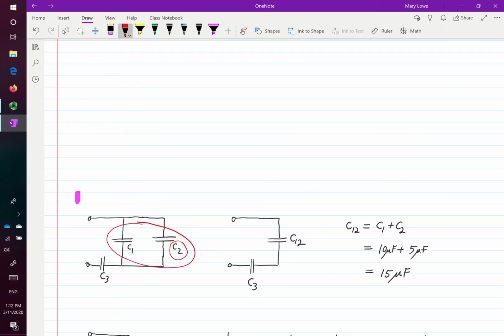Once you see that they're in parallel, you can draw an equivalent capacitor over here, which I've labeled C12. To calculate that equivalent capacitance, use this formula and plug in the values, and you'll find that the equivalent capacitance is 15 microfarads. After you've reached this stage, recognize that these two capacitors, C3 and C12, are in series. So you can redraw this picture in the following way.